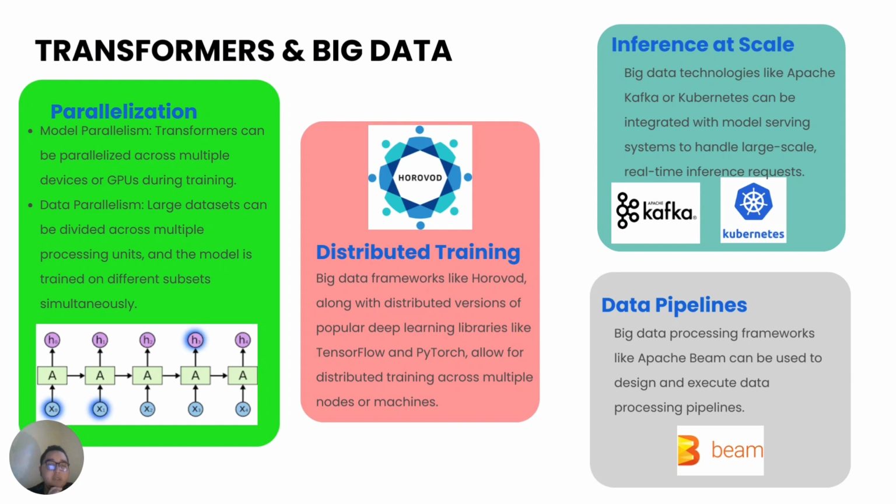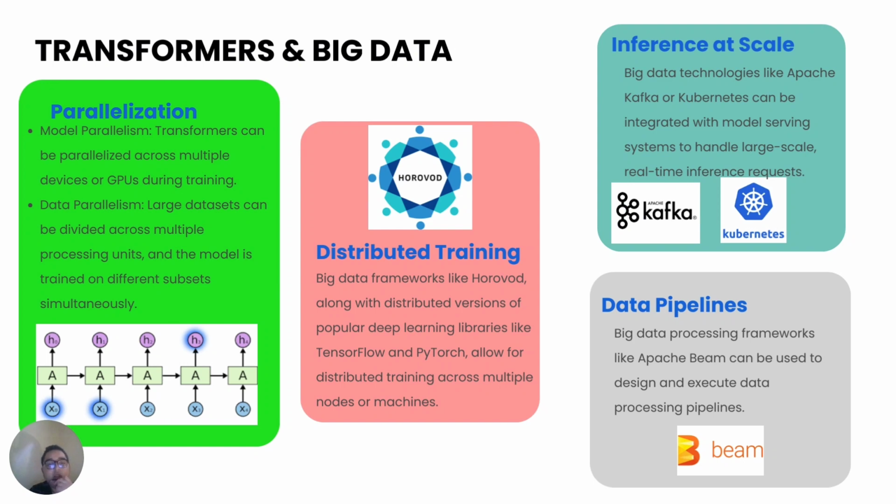In this slide, you can see how transformers can use big data technologies. So we have parallelization, which we use in two ways. The first is model parallelism: transformers can be parallelized across multiple devices or GPUs during training. And we also have data parallelism: large datasets can be divided across multiple processing units, and the model is trained on different subsets simultaneously.